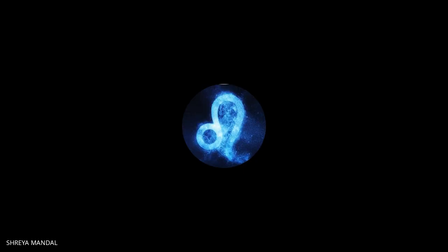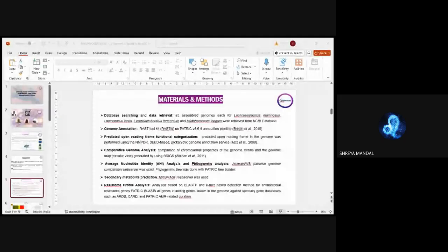Thank you. So these are the materials and methods. For the ANI analysis and phylogenetic analysis, we used the JSpeciesWS pairwise genome comparison web server, and for the phylogenetic tree, the Patrick tree builder. For secondary metabolite prediction we used the antiSMASH web server, and for resistance profile analysis we searched the specialty gene databases using ARDB, CARD, and the Patrick BLAST.